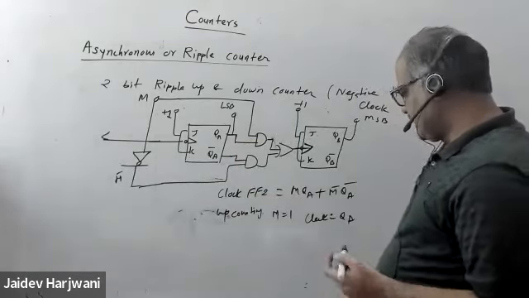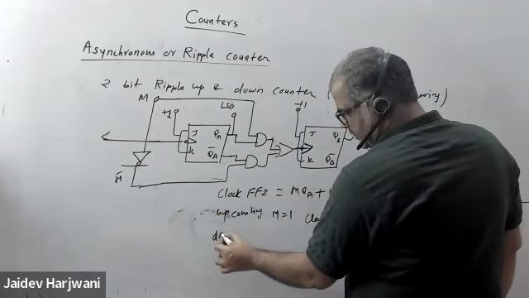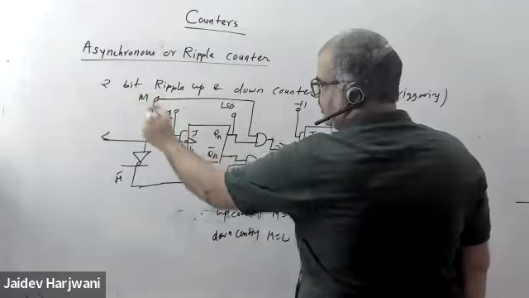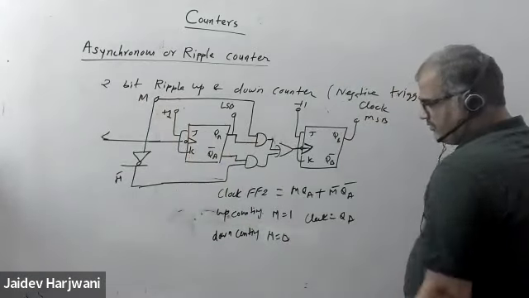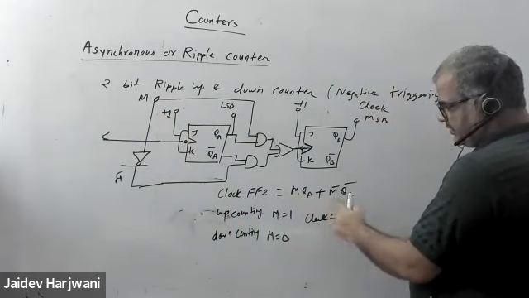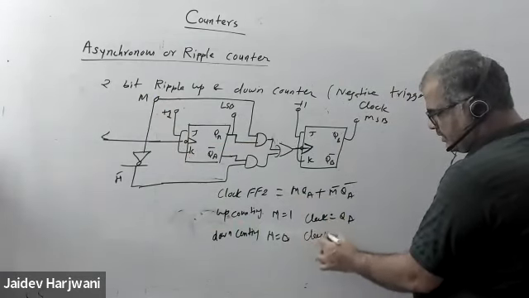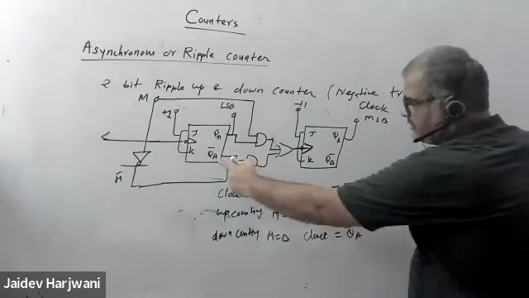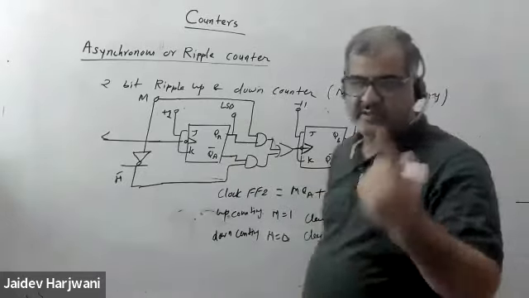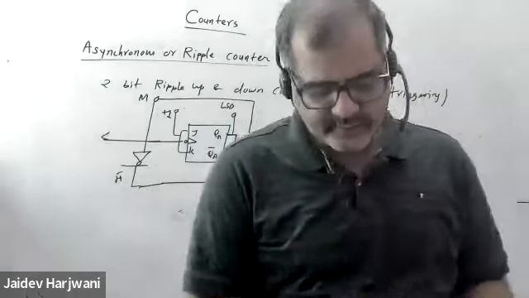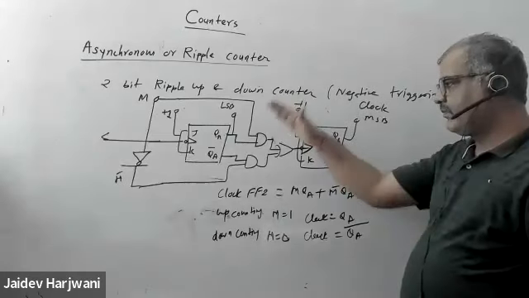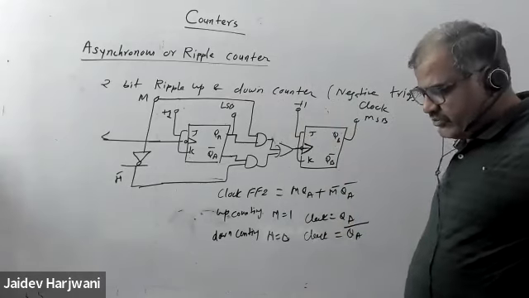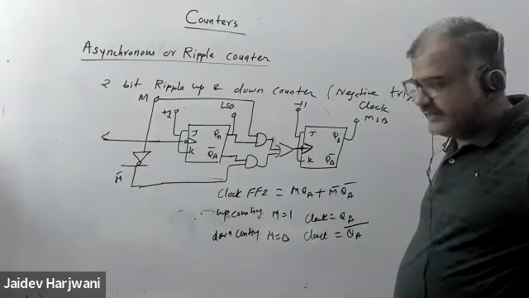And for down counting, I'll put this M at a low input. I'll make M 0. So when I make M 0, this term automatically becomes 0, and this becomes 1. So your clock for F2 now becomes QA bar. This goes here, and this counts down. This does down counting. So this is a 2-bit counter, and we can count up and down both. I hope this is clear. If there is any confusion, ask me. It is very simple.